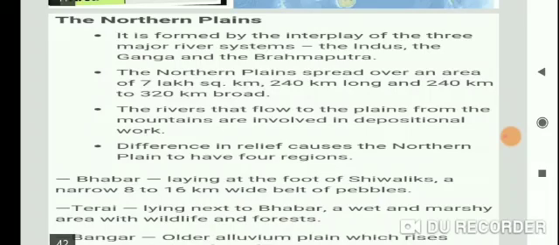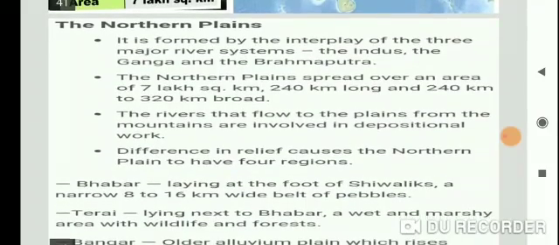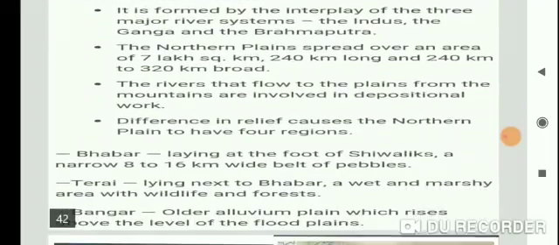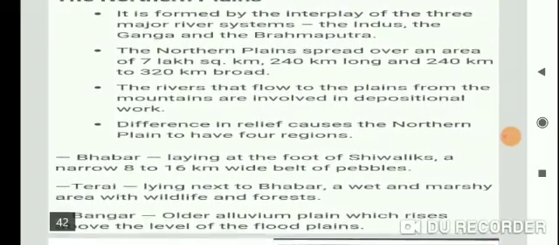Firstly, discuss the Bhabar. After descending from the mountains, the rivers deposit pebbles in a narrow belt of about 8 to 16 kilometer in width, lying parallel to the slopes of the Shivalik, and it is known as the Bhabar belt. All the rivers disappear in the Bhabar belt. So a very simple definition: Bhabar lies at the foot of the Shivaliks, a narrow 8 to 16 kilometer wide belt of pebbles.